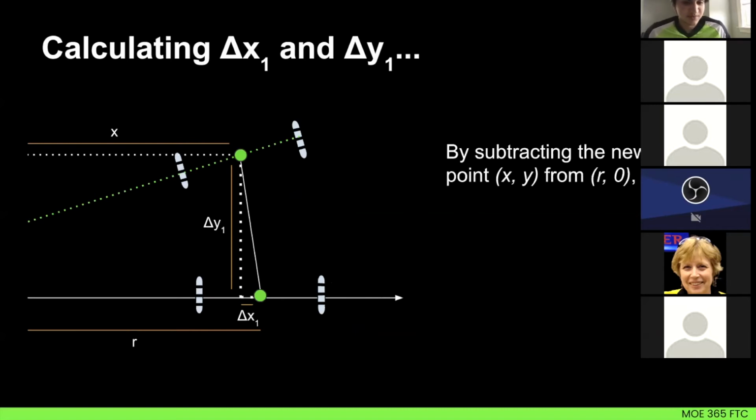So this becomes more simple now that we know x and y. The formulas are just taken by subtracting the coordinates from each other. So delta x1 equals the original x coordinate r minus the new x coordinate x. So delta x1 equals r minus x. And delta y1 equals the new y coordinate y minus the original y coordinate, which is just 0. So the formula simplifies to simply y. So delta y1 equals y. So this gives us the change in x and y accounted for by the vertical encoders.